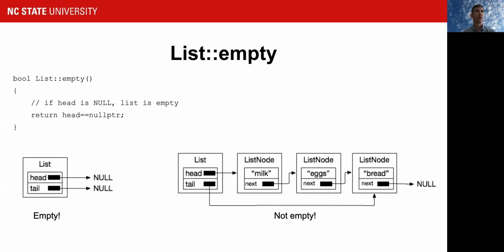And so all we need to do in our function to check if the list is empty is return whether or not head is equal to null pointer. And if it is equal to null pointer, it is empty. And if it's not equal, then there must be something in the list, right? So whether it's one thing in the list or 5 things in the list, we don't know. We just know that there is something in the list. And so in the case on the left, we would return true that it's empty. In the case on the right, we would return false that it's not empty.